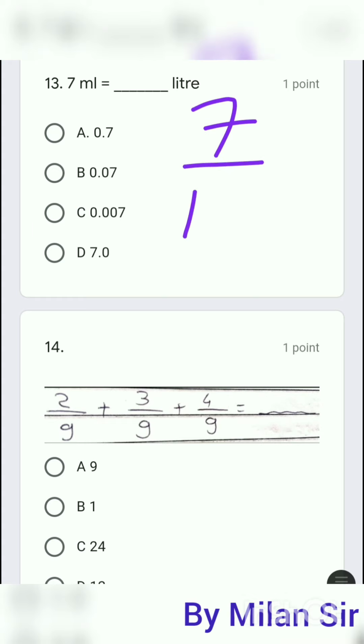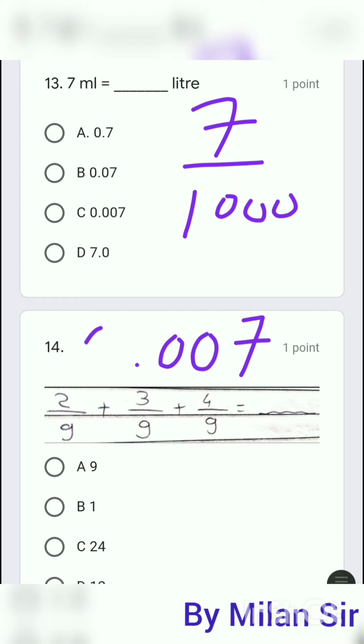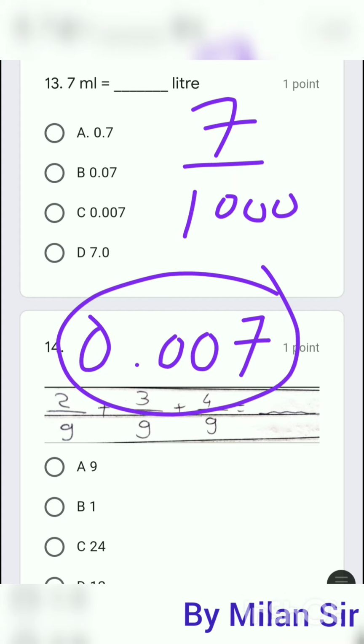7 by 1000, so before 3 digits we need to put the decimal point. We have only 1 digit in the numerator, so 7, 2 zeros before it and a 0 before the decimal point, so 0.007, option C.